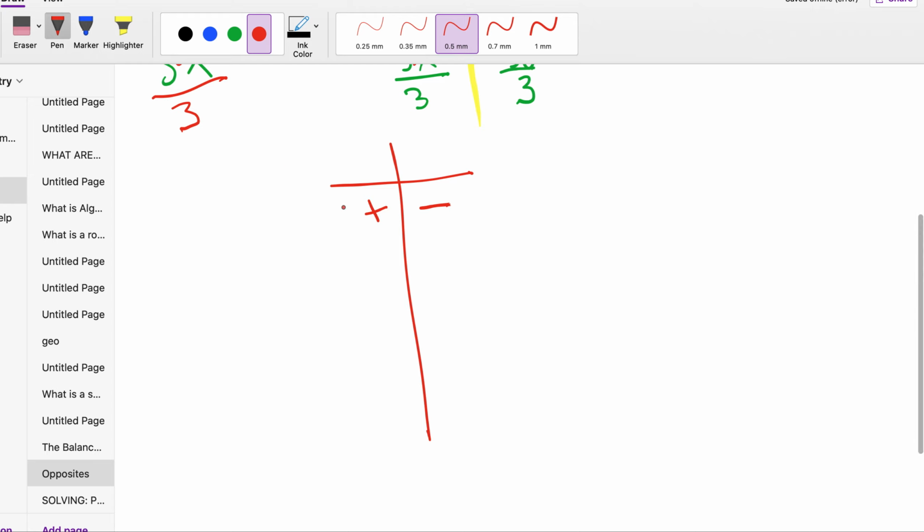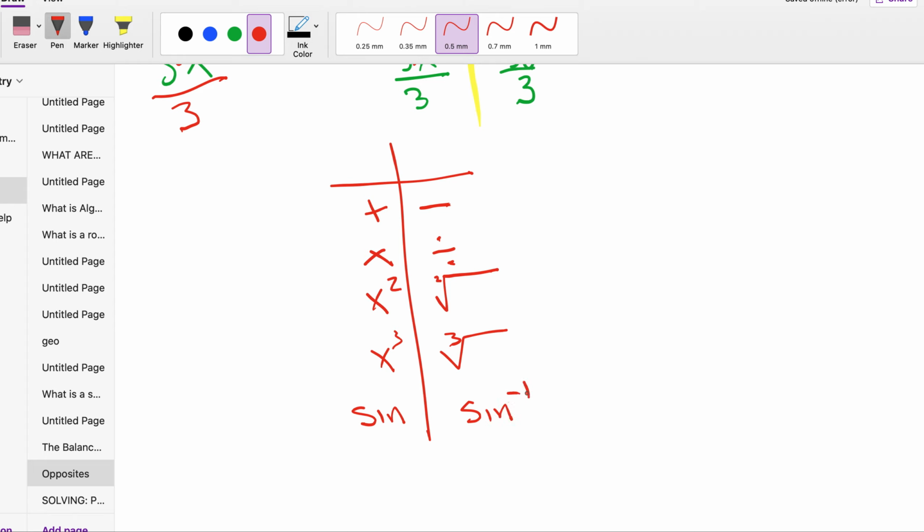We have squares. The opposite of a square would be square root. There's an invisible 2 there. Even cubes, the opposite of a cube would be a cube root. And this will apply to even sine, cosine, and tangent in trigonometry. So sine, the inverse or opposite is the inverse of sine. And these things will give us a balance and help us to solve to get x alone, which is our goal when we're solving algebra problems.